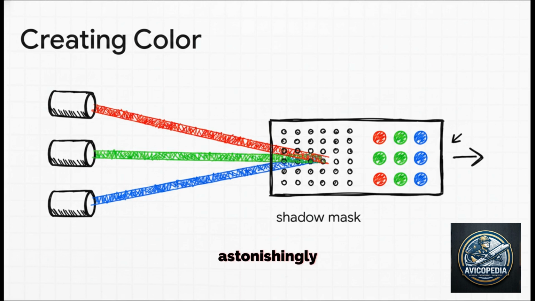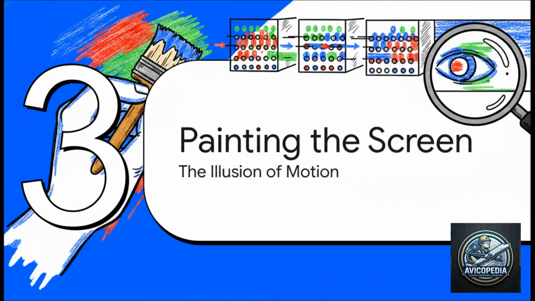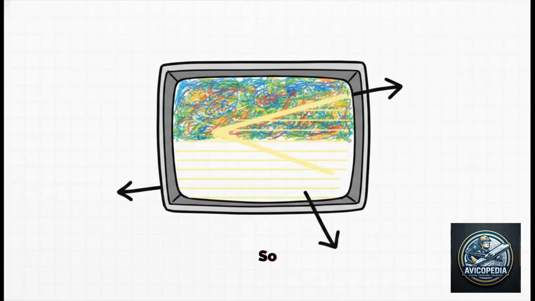It's an astonishingly delicate mechanical choreography, and it's happening thousands of times a second. Moving to Section 3, painting the screen, the illusion of motion. So, how do we zoom out to the macro level and actually manage millions of these tiny glowing triads to form a cohesive image? Well, the answer lies in methodical, rapid movement.